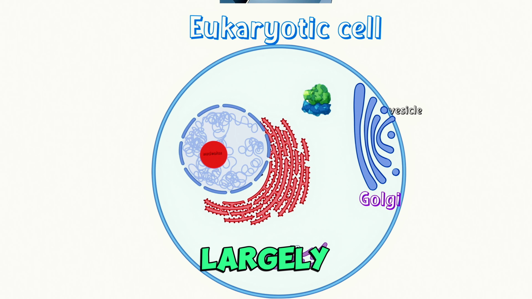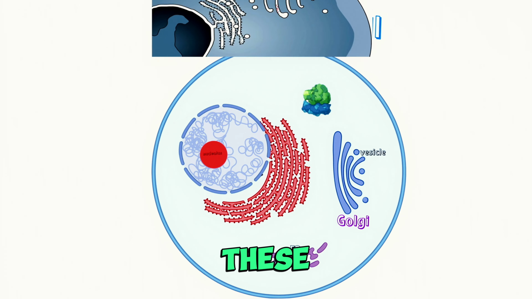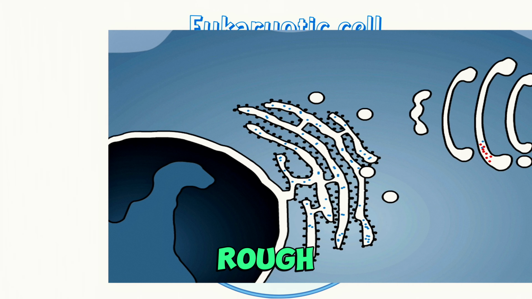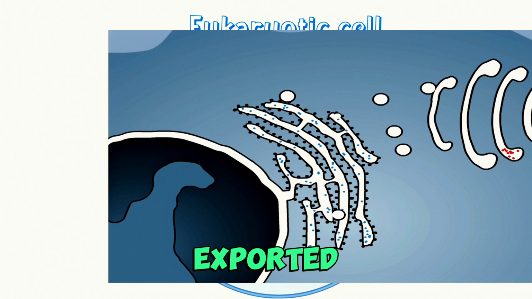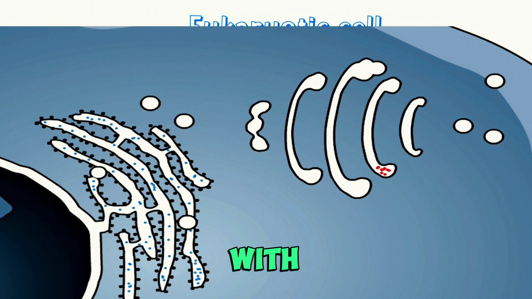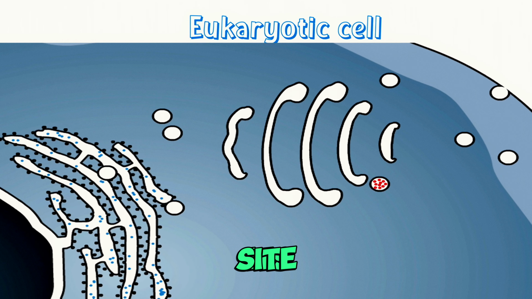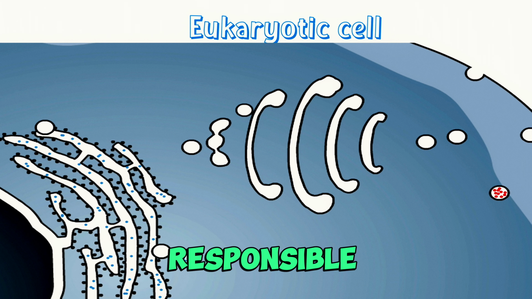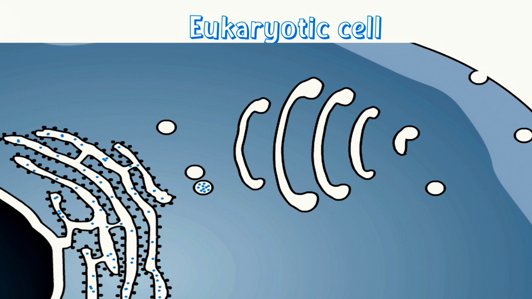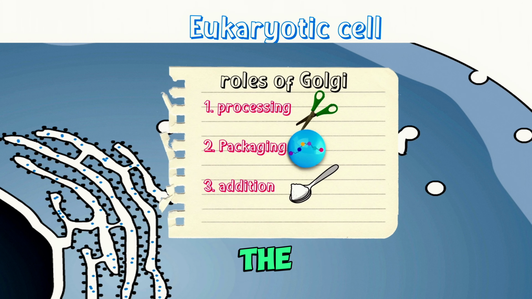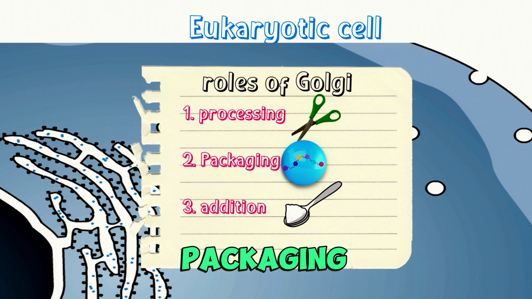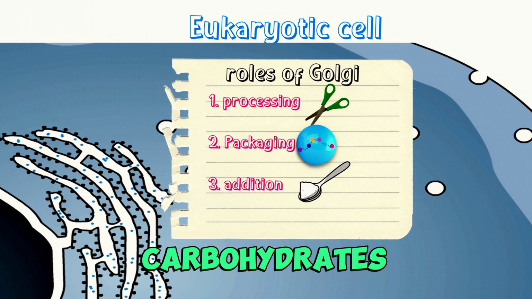Golgi apparatus is largely involved in protein modification. Proteins are made on the rough ER and then exported via vesicles. They will fuse with Golgi from its convex side, and Golgi would be responsible for the modification. This protein modification involves the processing, packaging, and addition of carbohydrates to these proteins.